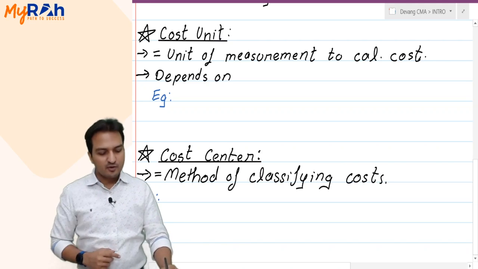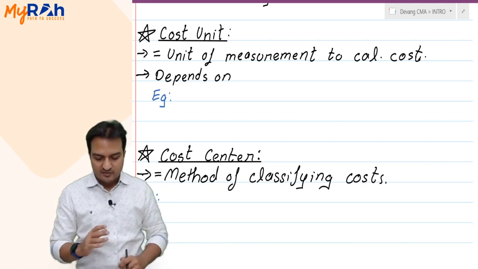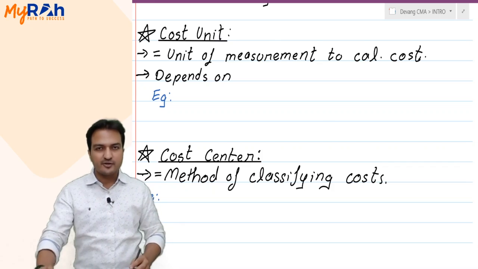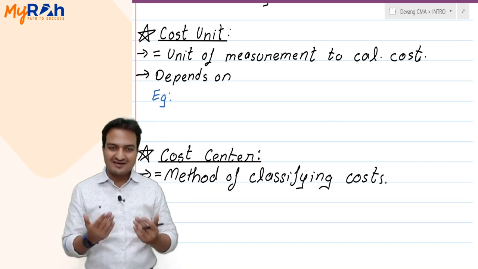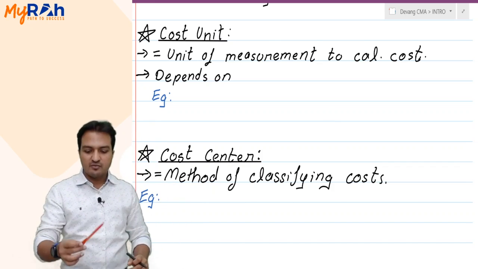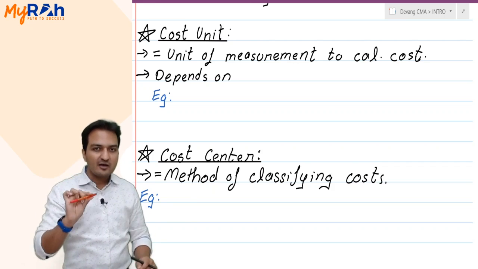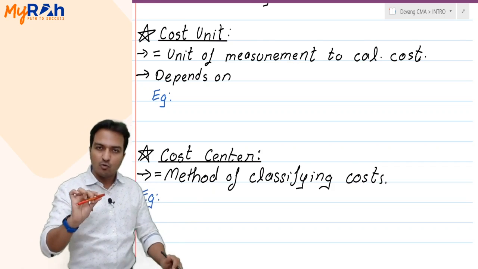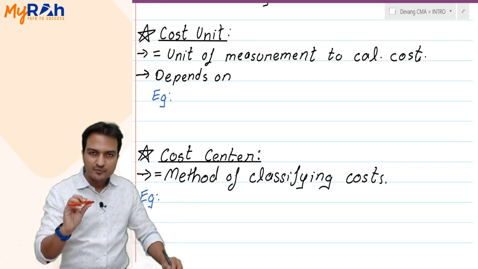Now, two important terms I need to explain to you. One is cost unit, other is cost center. Cost unit is basically what? Cost unit means the unit of measurement that I use to calculate my cost. For example, if I am manufacturing these pencils, how do I calculate cost? I calculate cost per what? Will I calculate the cost of this pencil in terms of per kg or per liter?